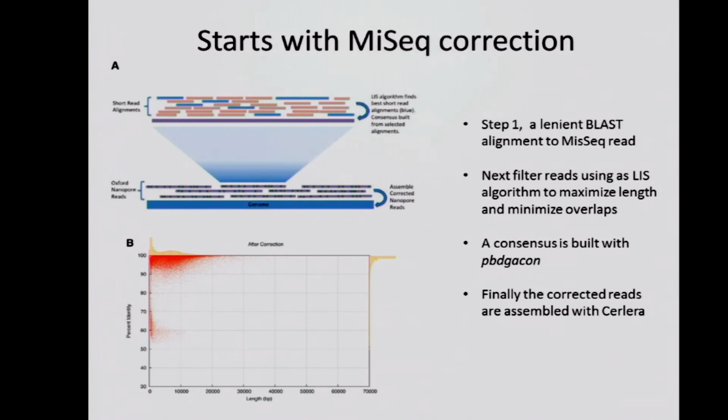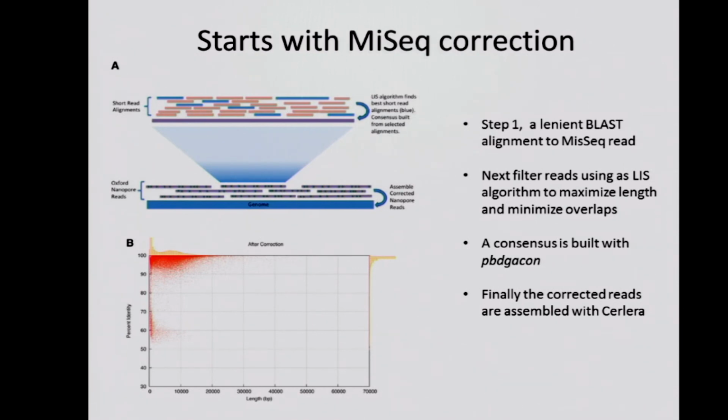Step 1 is a lenient BLAST alignment to MiSeq reads, and by lenient I mean we don't have a lot of penalties, we allow gaps, we allow mismatches. We don't want perfect alignments because you're not going to align hardly anything if you're very, very stringent. We next sequence the reads with an LIS algorithm to maximize length of full reads and minimize the overlaps. This is going to help us find the best choice of reads to go into the final value.